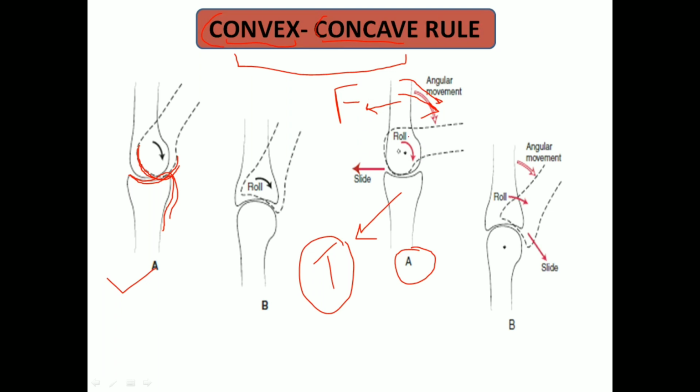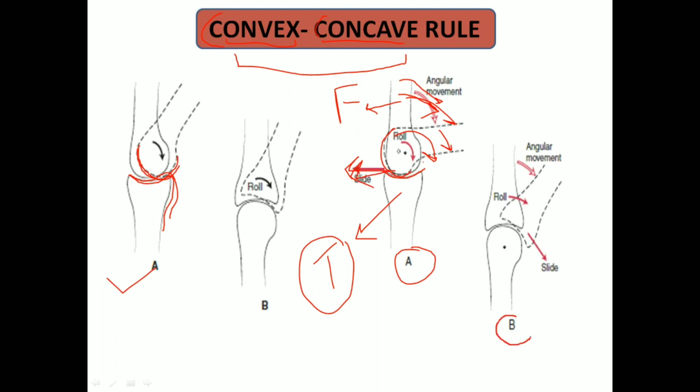When this movement takes place, remember, whenever a convex surface is moving on a concave surface, the roll and slide are always in opposite directions. The angular movement of the bone and the roll are in the same direction, and the slide is in the opposite direction.